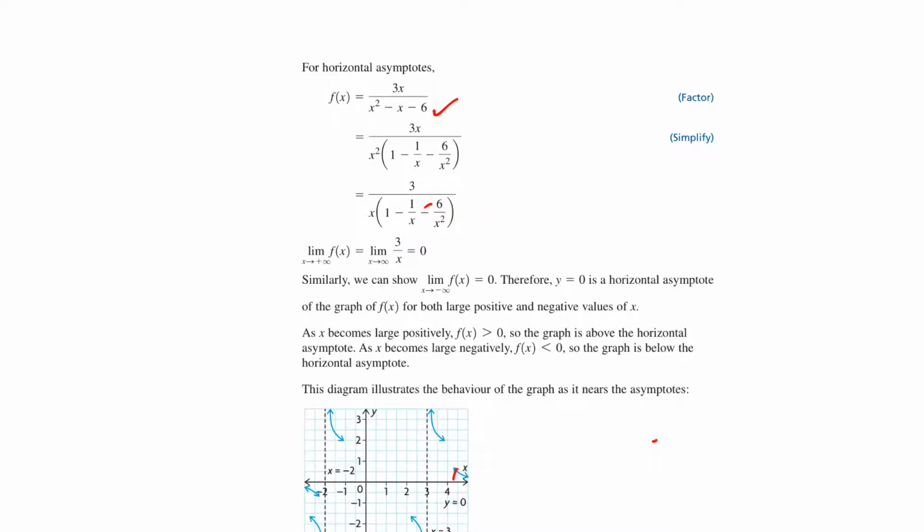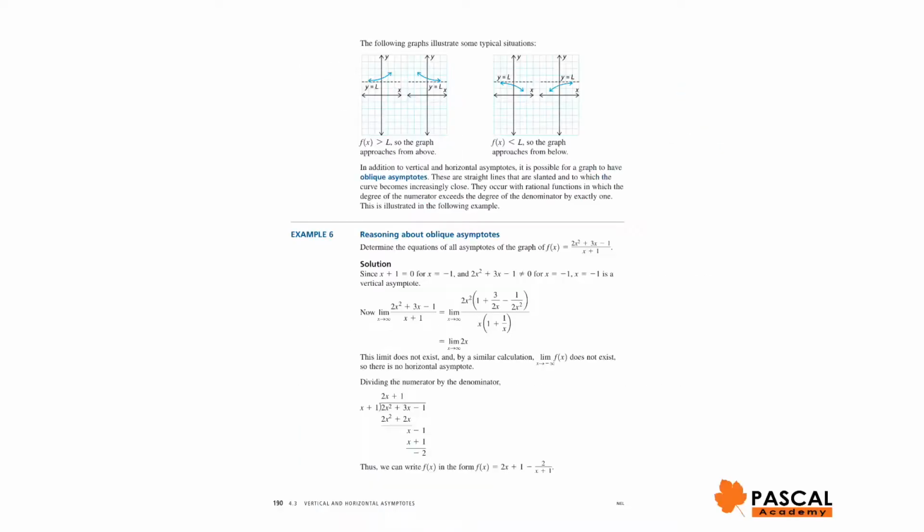The limit would be the limit of 3 over x as x approaches infinity. 1 over x and 6 over x² as x approaches infinity are approaching 0. And the limit of 3 over x is 0. Therefore, y equals 0 is the horizontal asymptote of the function.